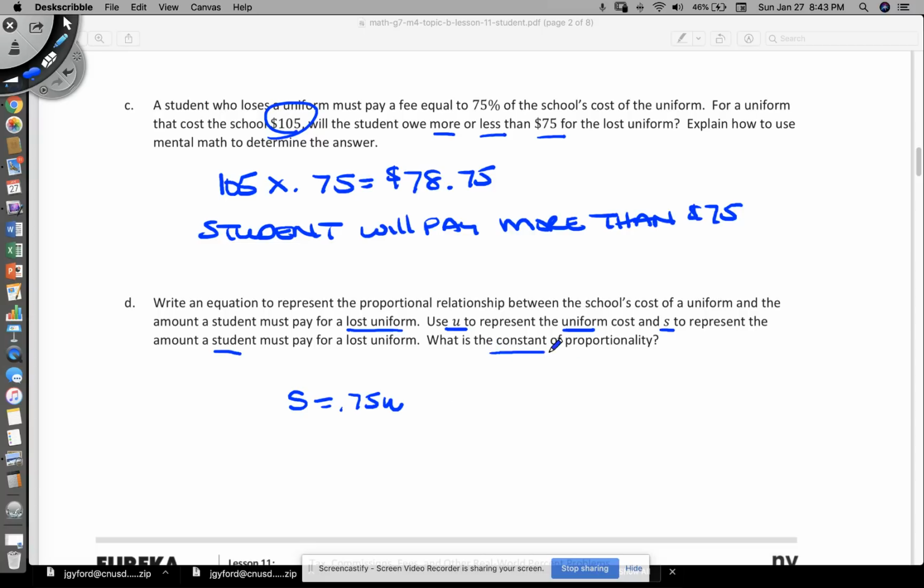Now it also wants to know what's the constant rate of proportionality. We're going to say the constant. In this case, what do I keep multiplying by? I keep multiplying by 0.75. So the constant is 0.75. All right, let's go ahead and go to the back.